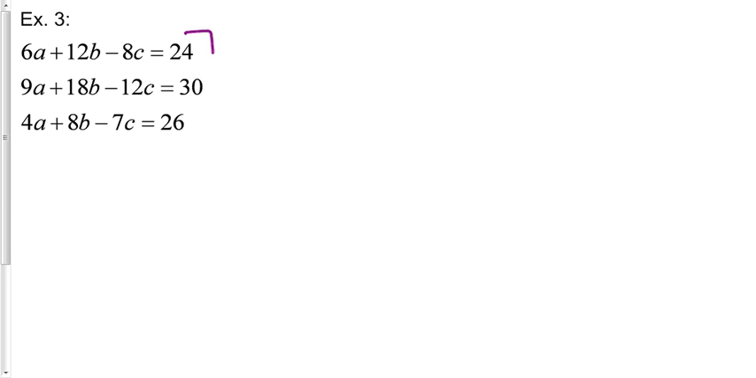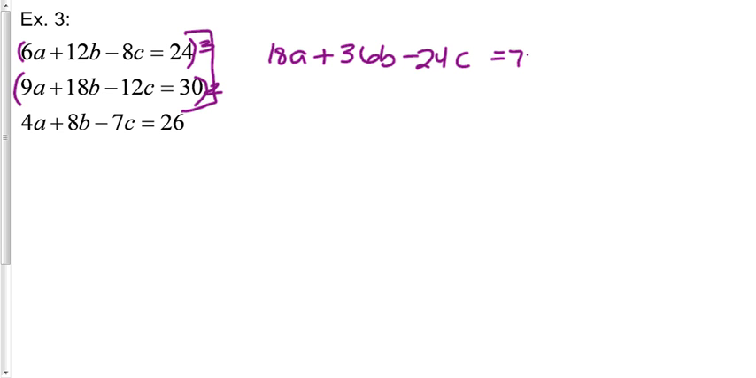So again, working with the top two equations, I'm going to ignore the third one for now. How do I get 18 here? Well, I need to multiply this equation by 3. And I need to multiply the second equation by 2 so that I have 18a. Now let's rewrite. So 3 times everything in the top equation gives me 18a plus 36b minus 24c equals 72.